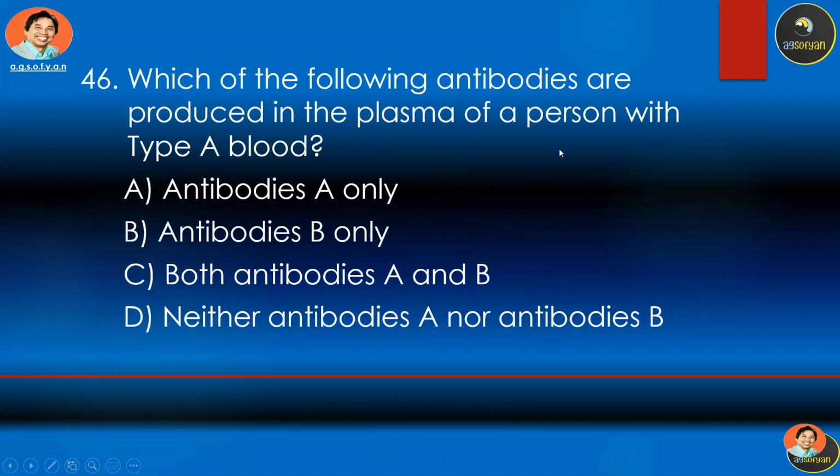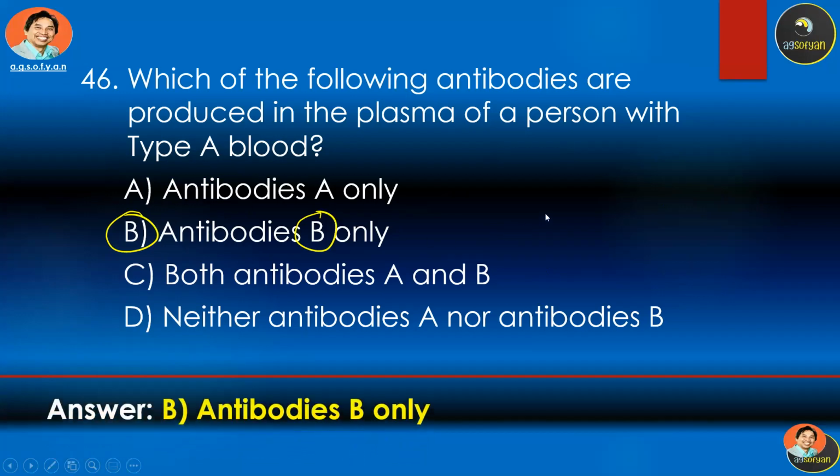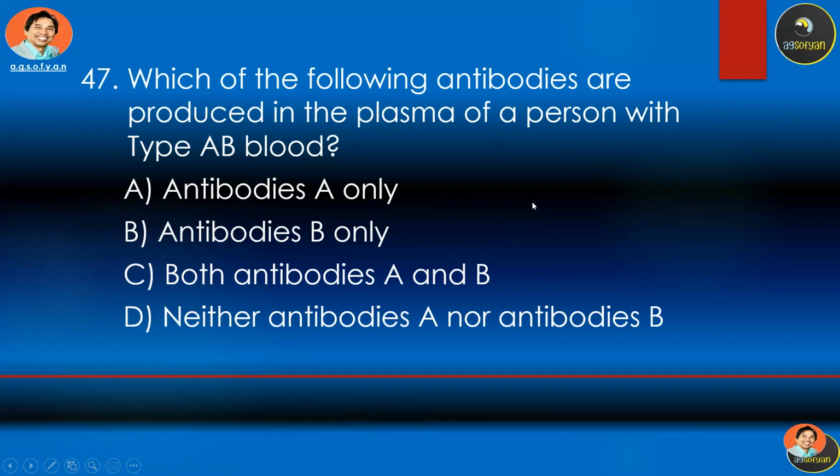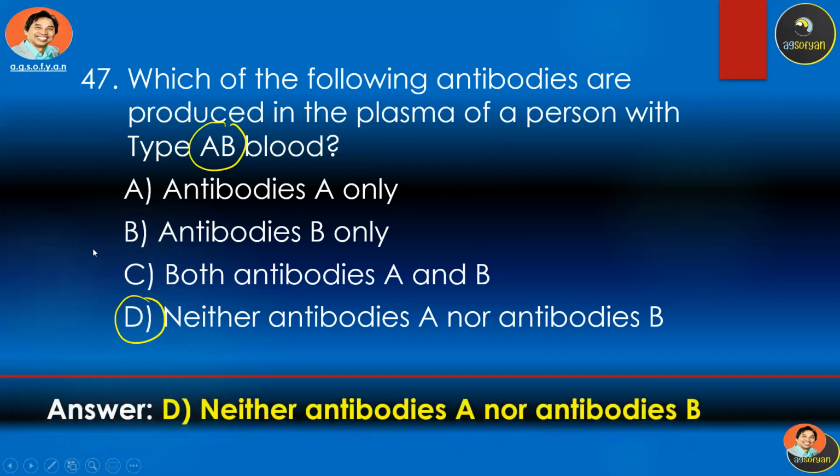Which of the following antibodies are produced in the plasma of a person with type A blood? Remember, if he is type A, he only produces antibody B. It has to be opposite. Which of the following antibodies are produced in the plasma of a person with type AB? AB carries both antigens, so he will not produce antibodies. Neither antibody A nor antibody B.